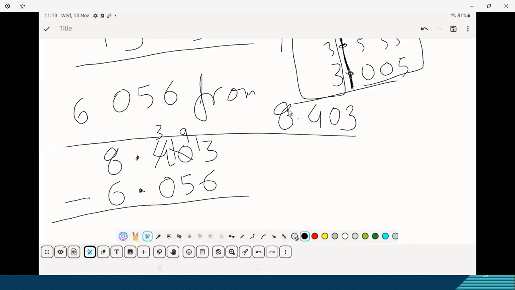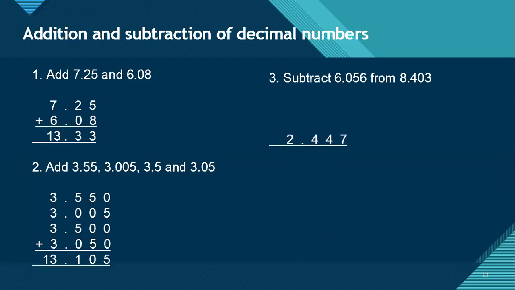So 13 minus 6 will be 7. And then 9 minus 5 will be 4. 3 minus 0 will be 3. Now subtract 6 from 8. That will be 2. And the decimal should be there. So the answer will be 2.345. Okay, I think I made some mistake in the PPT. So let's move to the next example.